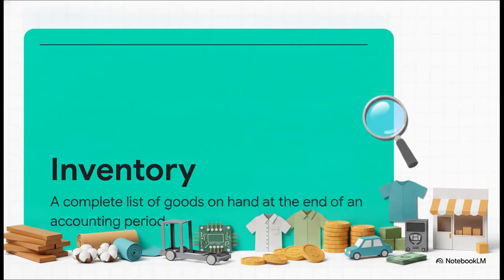So, the crucial point here is that inventory is formally defined as a complete list of goods on hand at the end of an accounting period. And that includes raw materials, work in progress, and finished goods for a manufacturer, or just the everyday products bought for resale by your local retailer. It's not just some abstract number on a ledger. These physical assets often make up the absolute largest current asset a business holds. They form a massive part of the cost of sales and directly shape the statement of financial position.